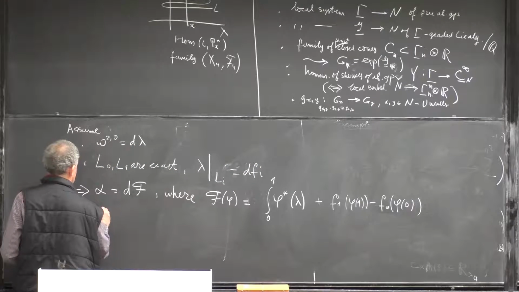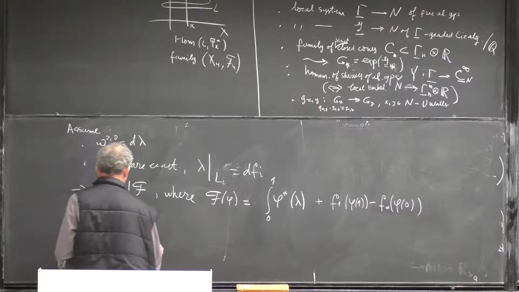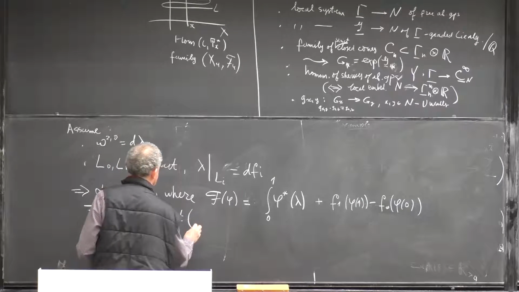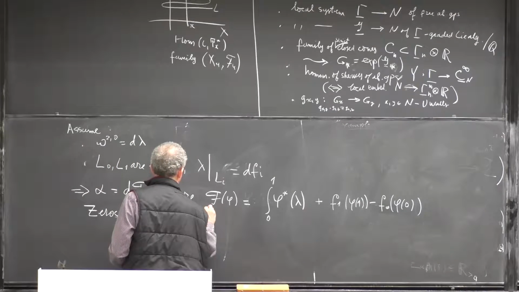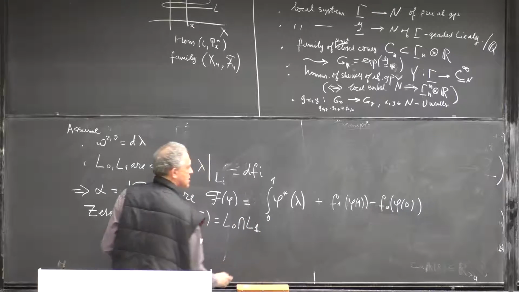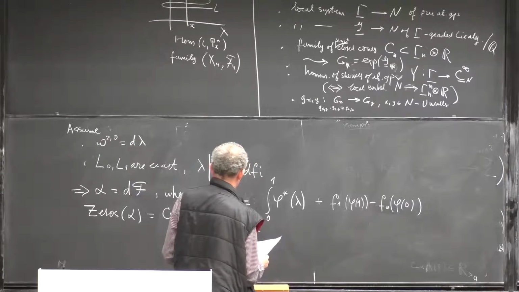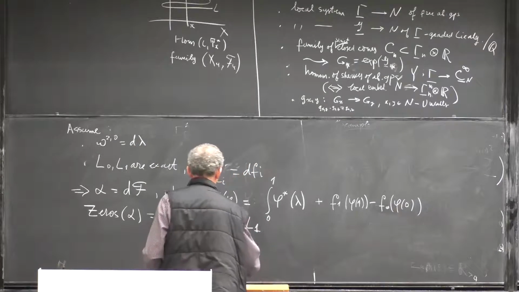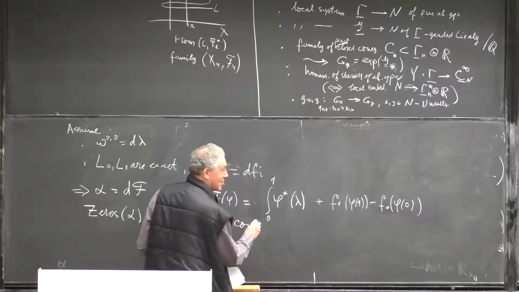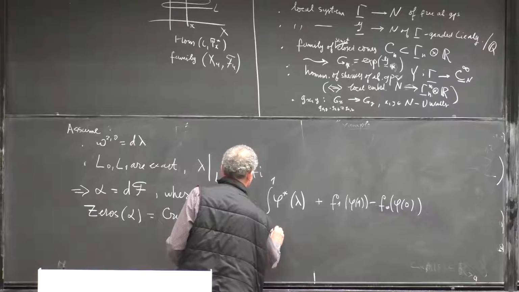Now, zeros of the closed one form are the same as critical values of f. And it's easy to see that it's just the intersection, which I will identify with constant maps.